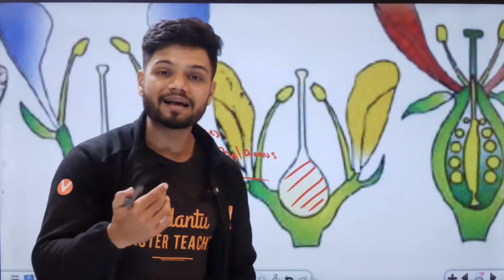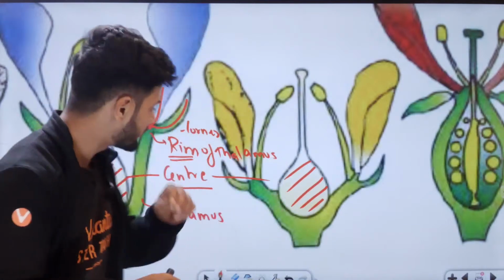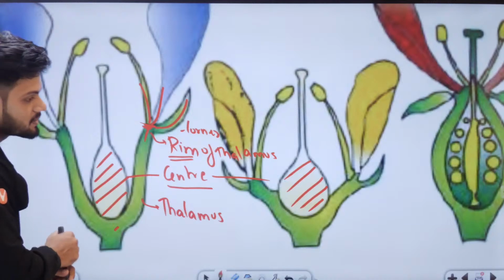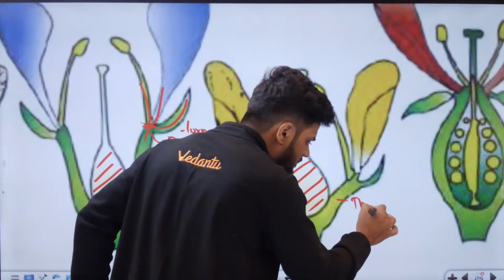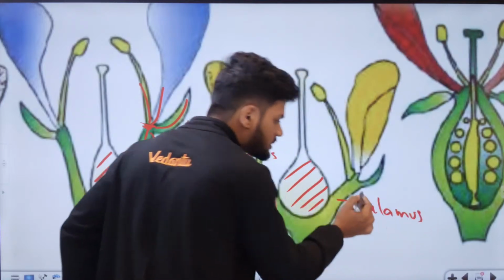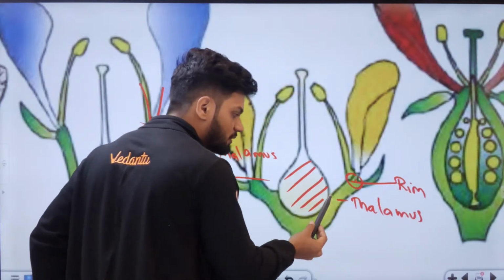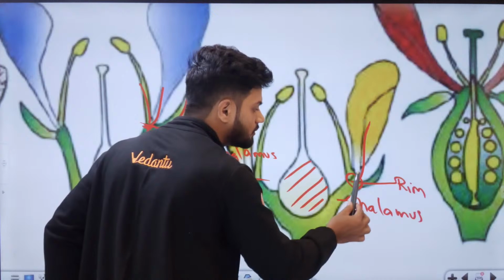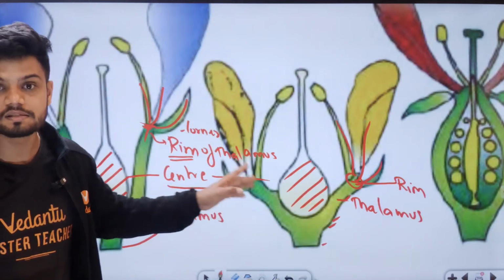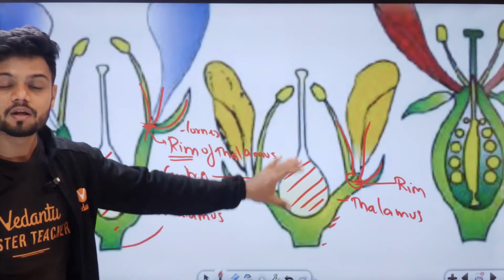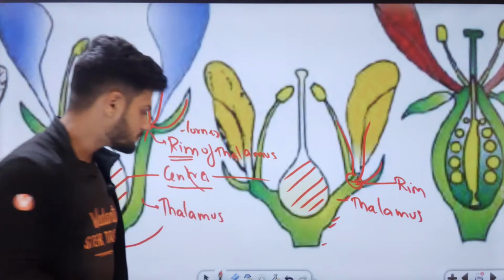Like you have a bicycle rim. Here we have a rim, so this is called the rim or the outer cover, the rim of thalamus. If you can see here also, same concept. This is the thalamus, this is the rim here. From the rim of the thalamus, we can see the arising of the other whorls. The ovary is in the center. This is called your half inferior ovary.